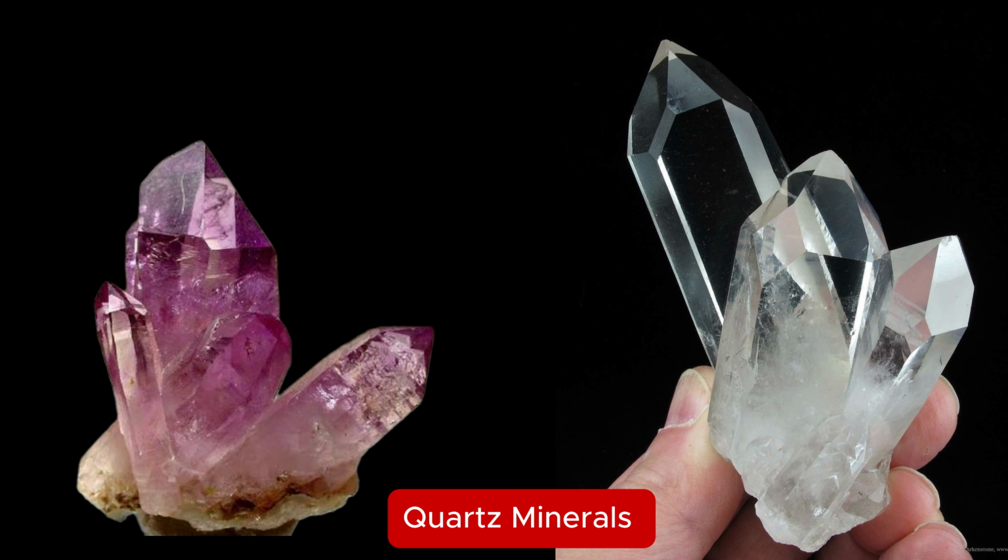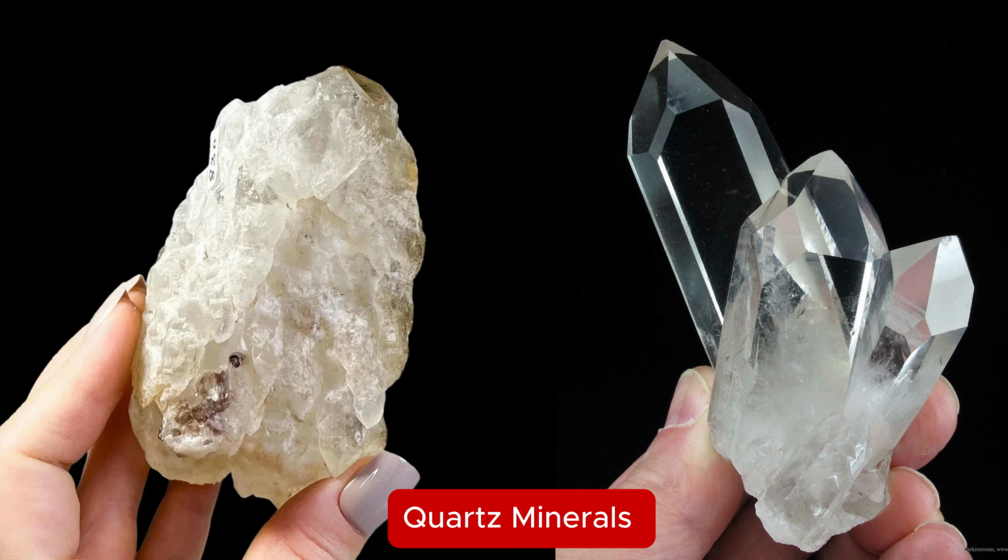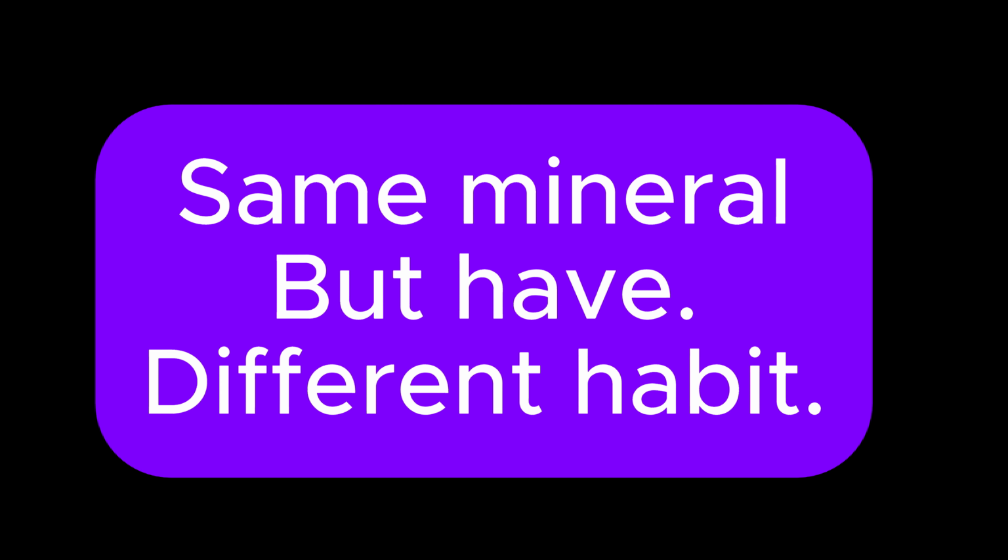For example, quartz. Quartz is one of the best examples. When quartz has enough space to grow freely, it commonly forms elongated six-sided prismatic crystals, sometimes terminated by crystal faces. But quartz can also occur as massive quartz, where individual crystal faces are not obvious. Same mineral, different habit. Okay? The same mineral can have a different form or habit.